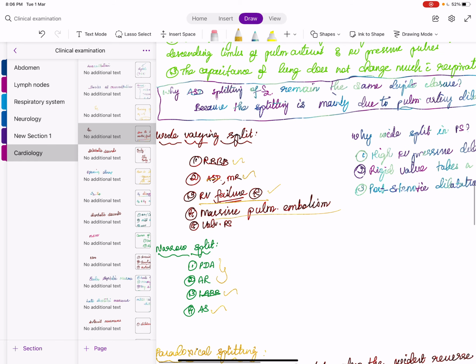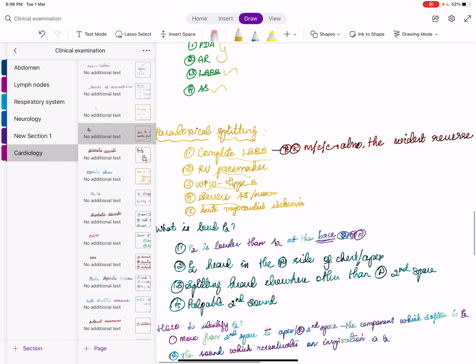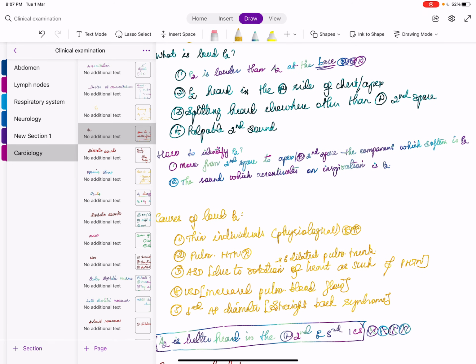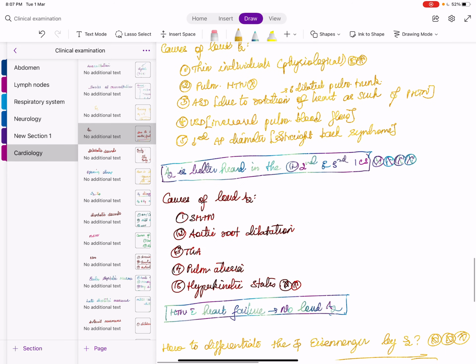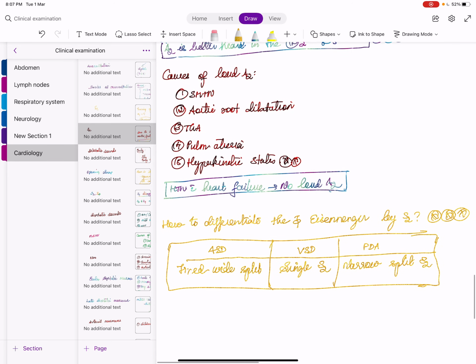Now LV contractility. If the contractility is good, S1 will be loud. So heart failure, LV systolic failure will cause a soft S1 obviously. And the fourth thing is non-pliable valve. Calcified, fibrosed, systolic failure, heart failure. Calcified or fibrotic valve. So these are the conditions causing soft S1.